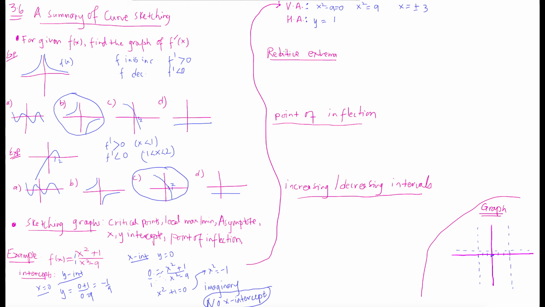So, relative extrema. To find the relative extrema, we try to find the critical points, right? How do I find the critical points? First let's find the critical numbers. To find the critical numbers, you find the first derivative, right? So how do you find the first derivative? You use the quotient rule.